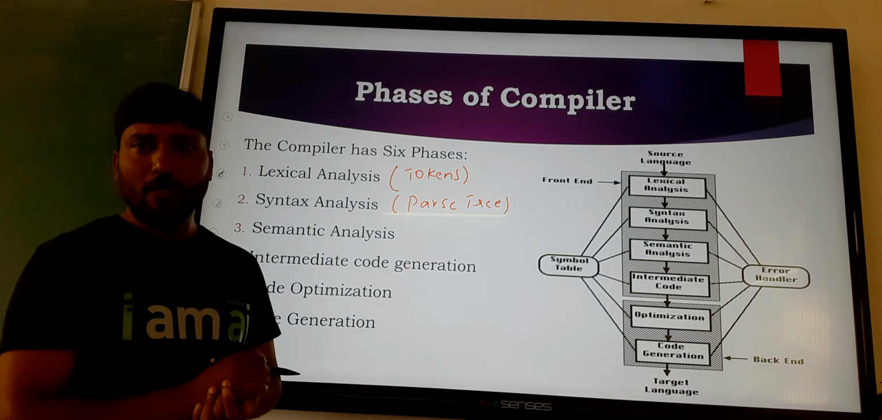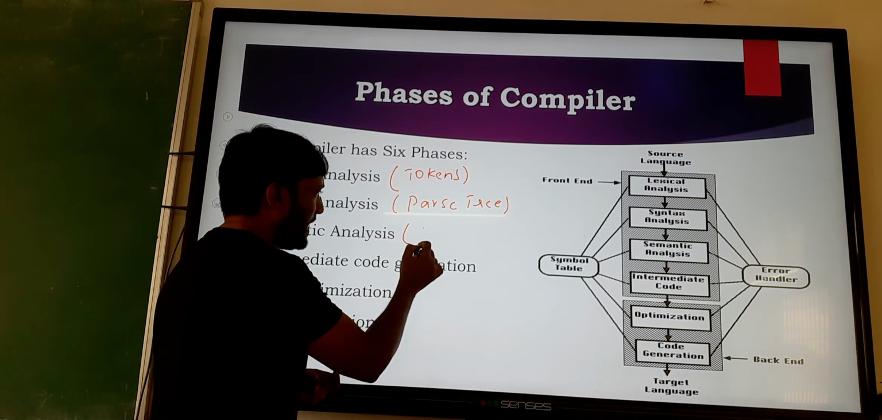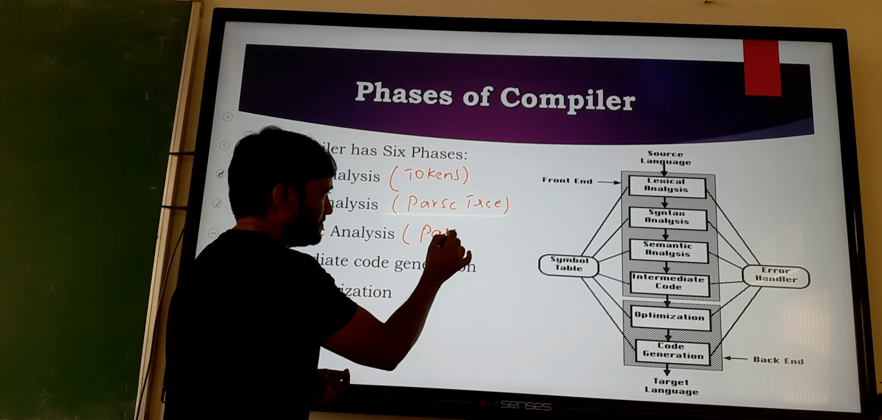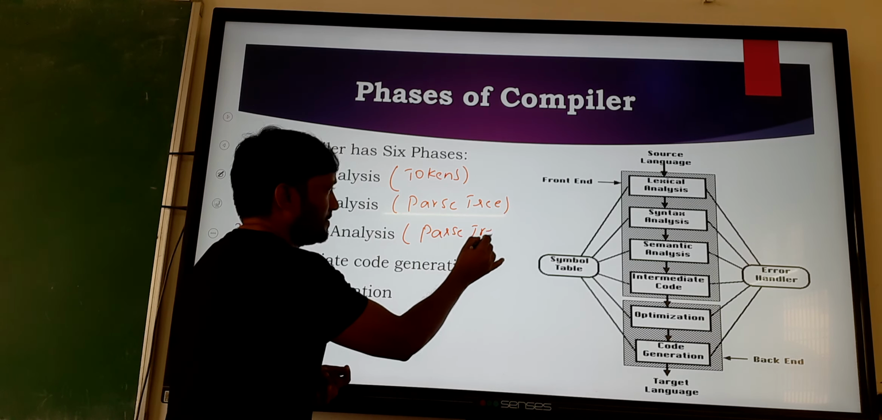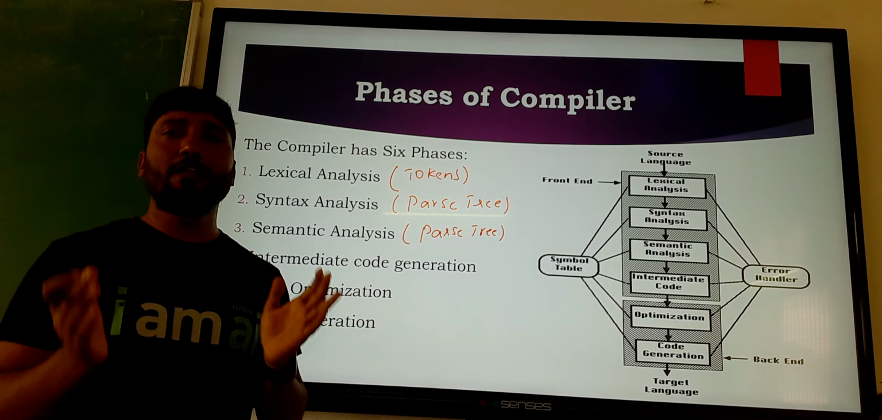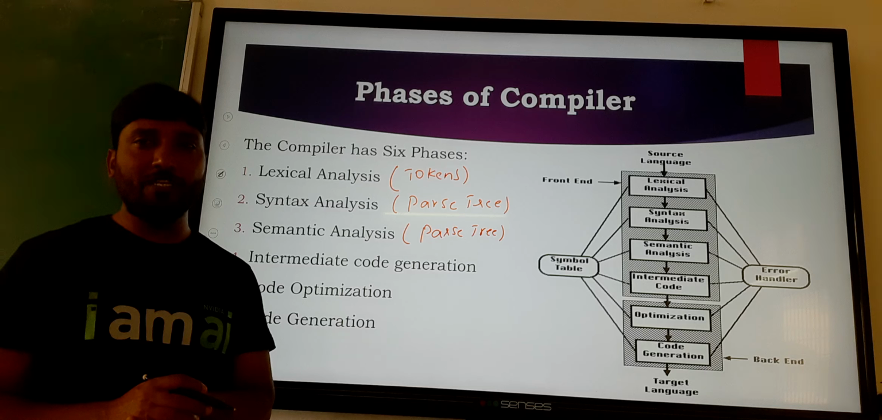The third one, here also we work with the parse tree. If there are any numeric values in the source program, those can be converted into float or some other numeric value. So the output of the semantic analysis is the parse tree only, or a semantic tree. That semantic tree is given as input to the intermediate code generation.